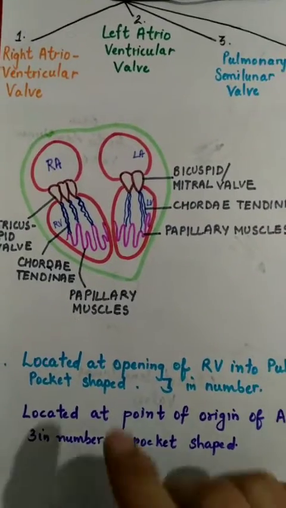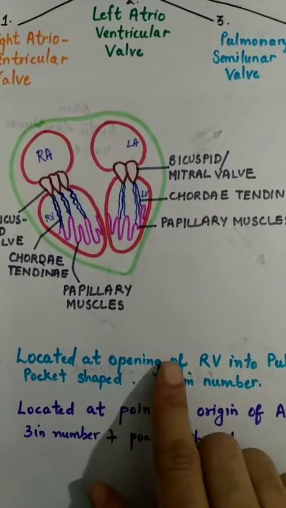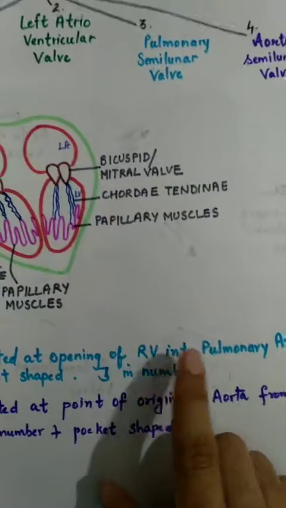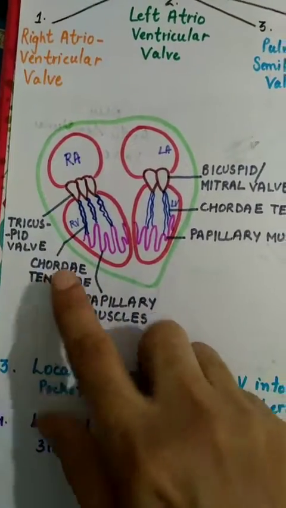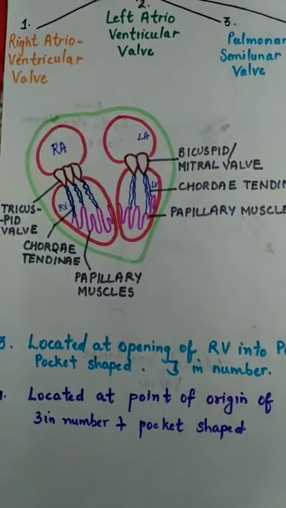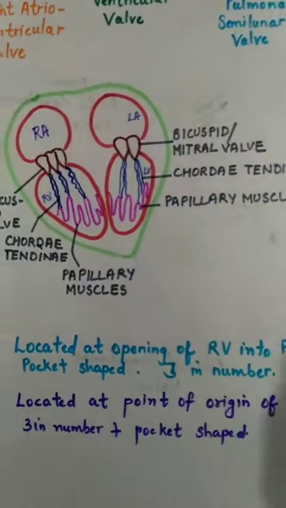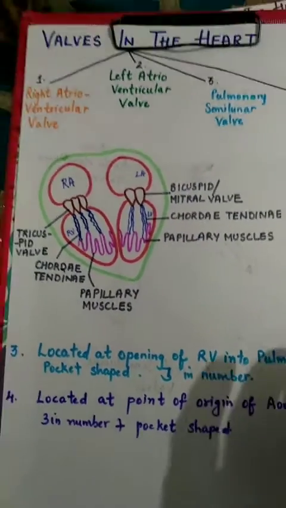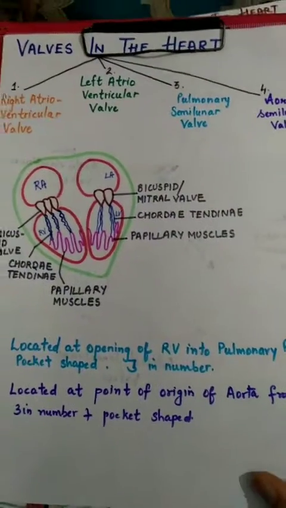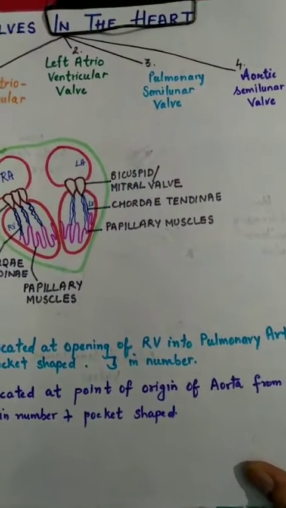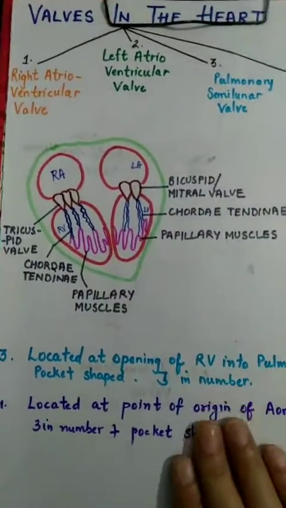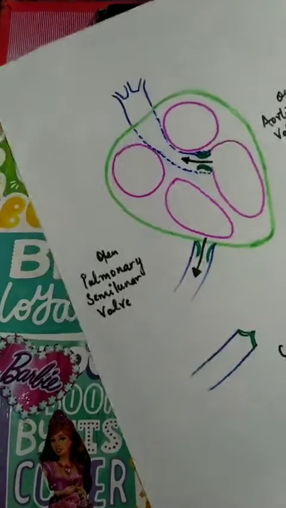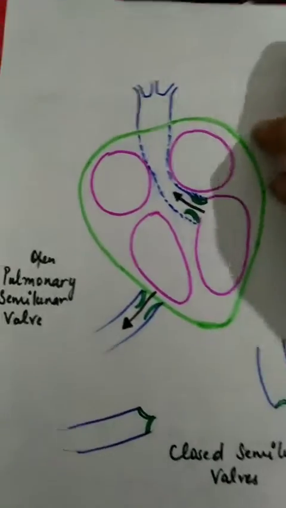See, the pulmonary semilunar valves are located at the opening of the right ventricle into the pulmonary artery. We have a pulmonary artery here. I'll show you the diagram on the next page. There it is located. There are three in number and they are pocket shaped. Fourth one is aortic semilunar valve. It is located at the region where the aorta arises from the left ventricle. They are also three in number and they are pocket shaped. Here I have shown you.